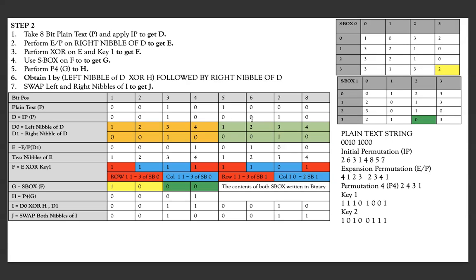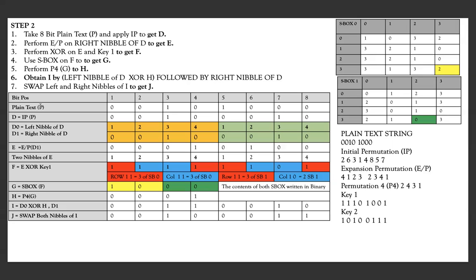Bit number 8, also 0. Bit number 5, which is 1. And finally, bit number 7, which is 0. Okay, so this sequence will be my D. And how did I get D? I applied the initial permutation on my plain text.